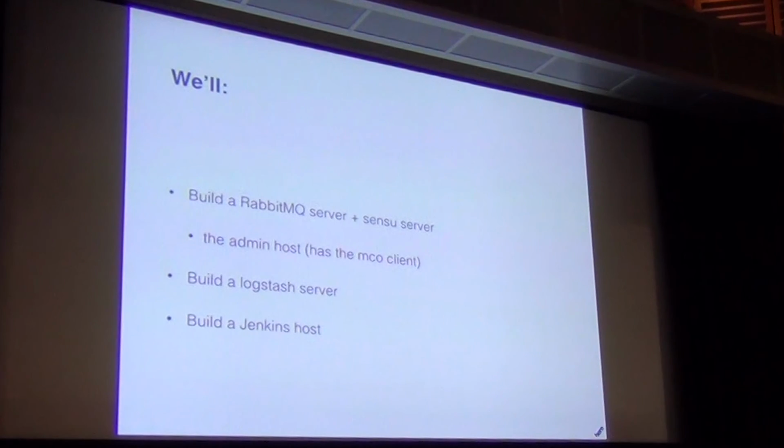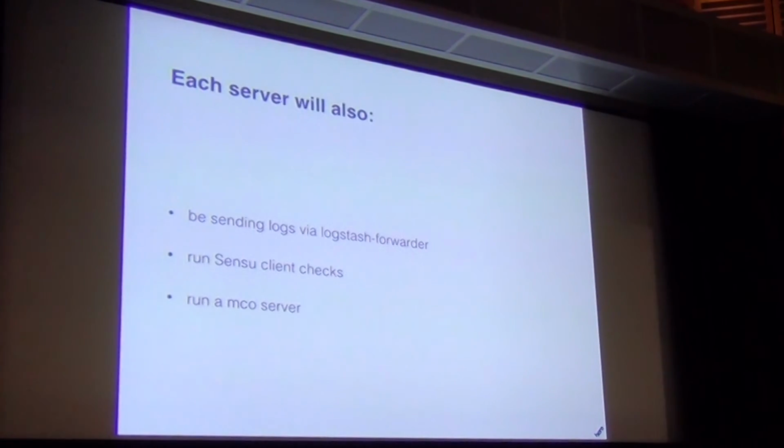So, what this actually will do is build a RabbitMQ server and Sensu server. It also has the admin host, which has the mcollective client, which means you can actually look around and see what else is happening on your network. It adds a Logstash server and a Jenkins host. And each server will send logs via Logstash, and run Sensu client checks on them, which basically means you have active monitoring of those nodes, and have an MCO server, which is going to basically allow you to run commands on them from the centralized host.